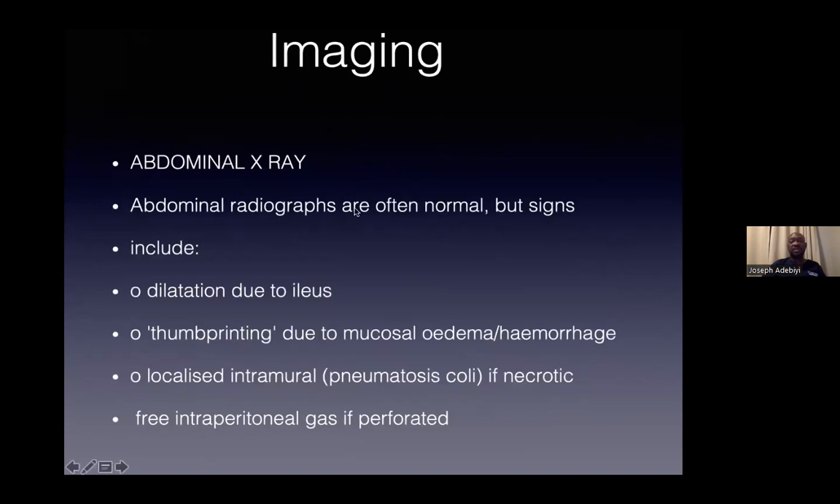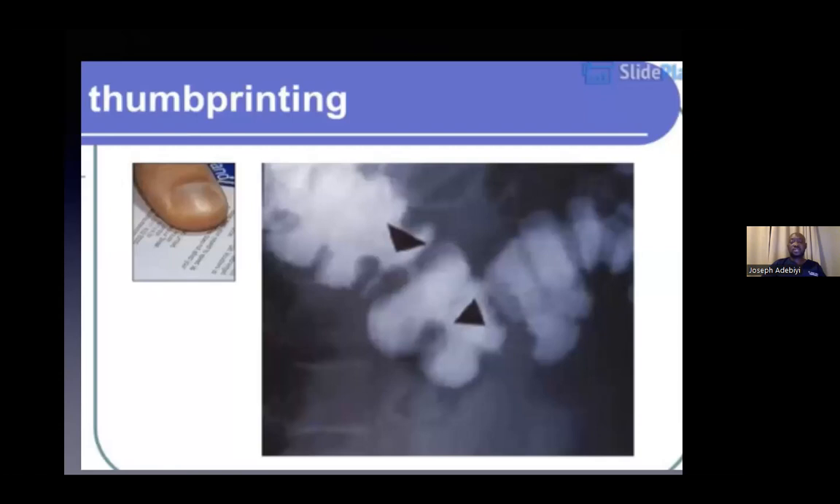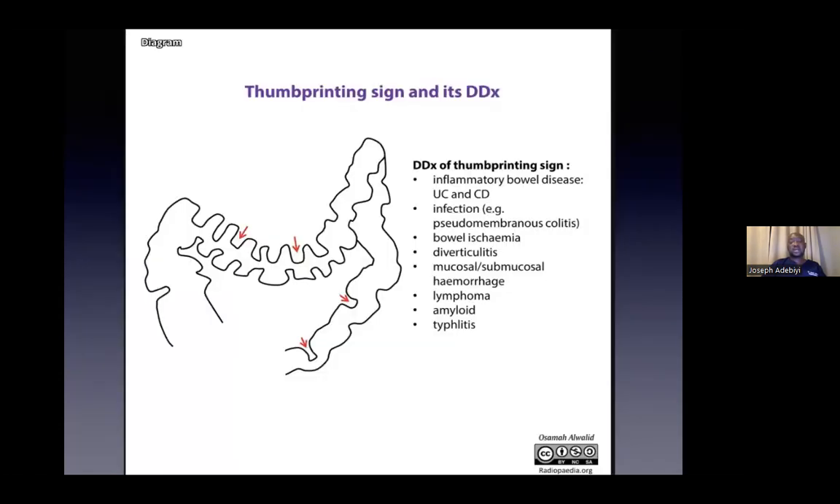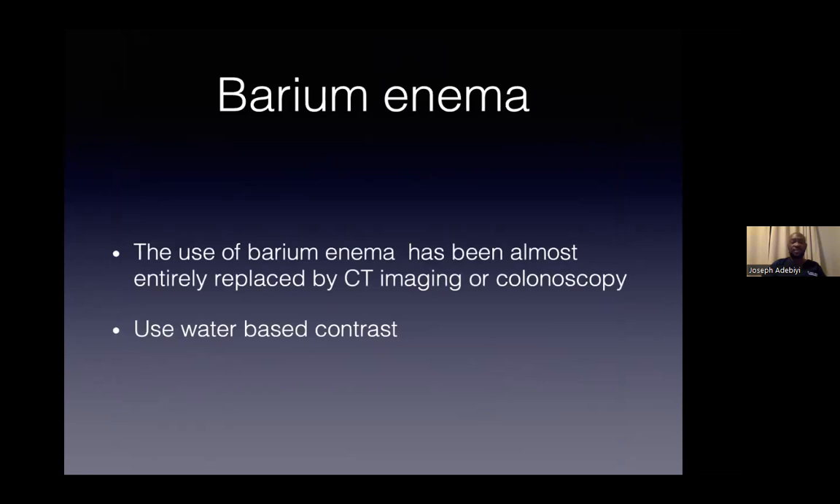Abdominal X-ray is rarely used, but if you use it, you may find features of thumbprinting, which represent mucosal edema, but you may also find dilated bowel from ileus, or features of perforation with free intraperitoneal gas. So this is how a typical thumbprinting will look. Again, that's how it will look.